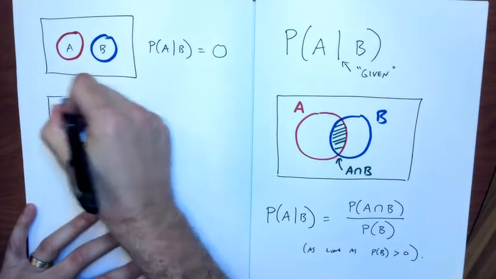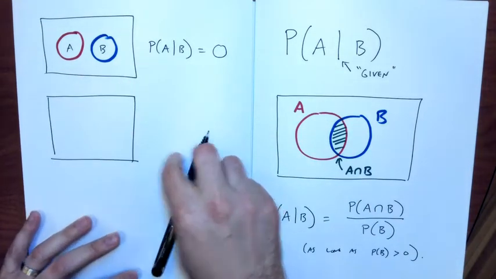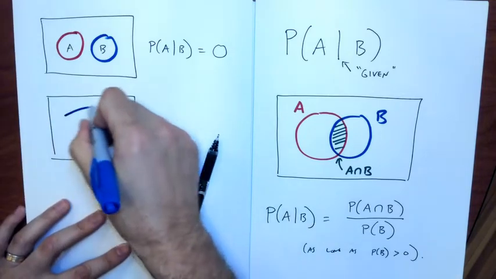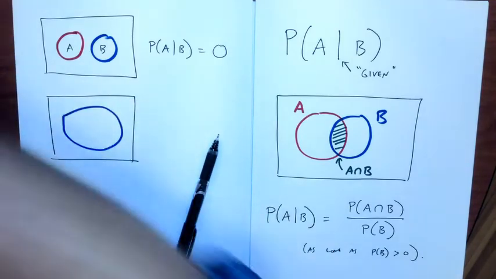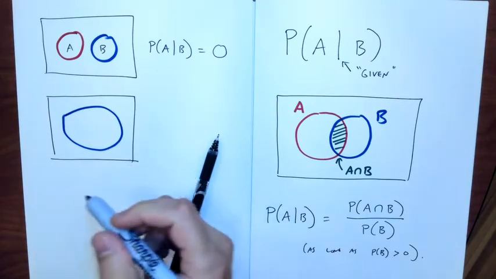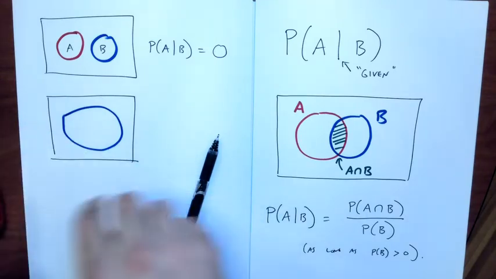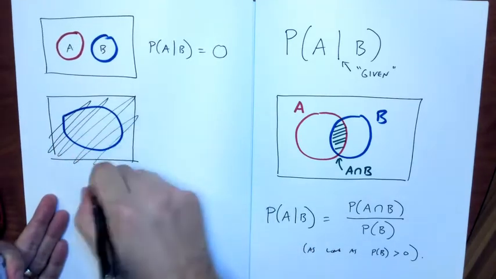Kind of the opposite of that is something like this, where I've got B, and then I've got, I'm sorry, did I draw this wrong? I did draw this wrong. Scratch this.